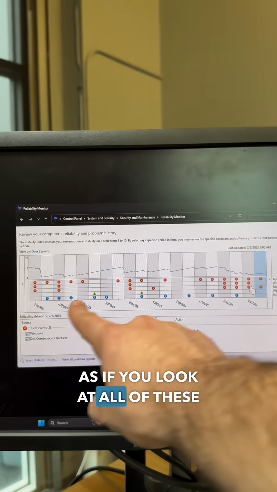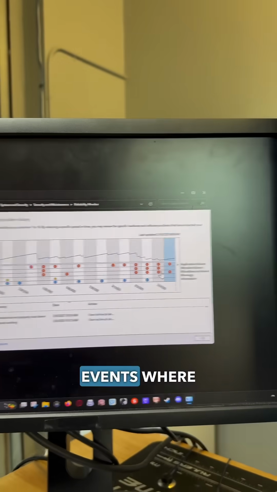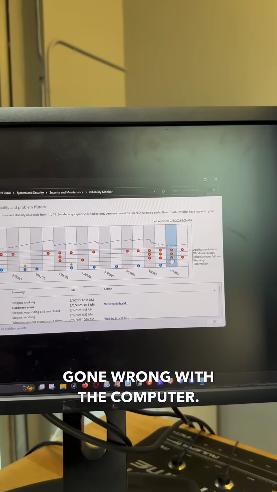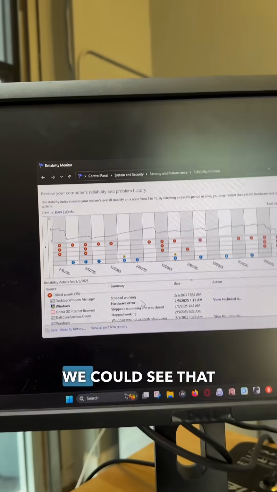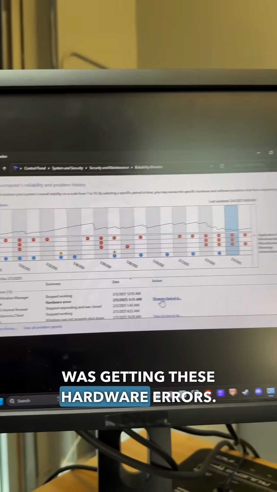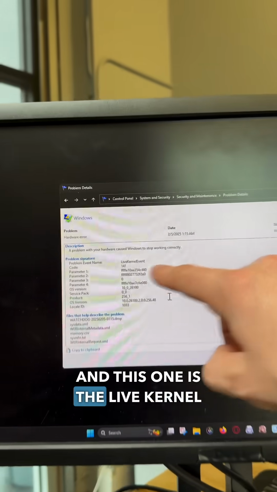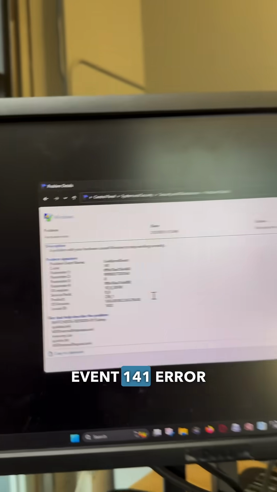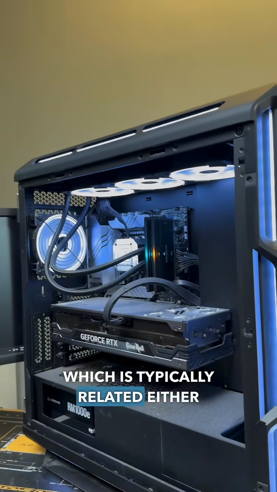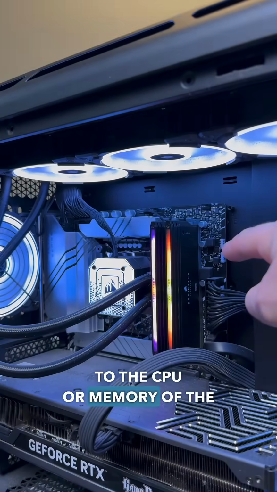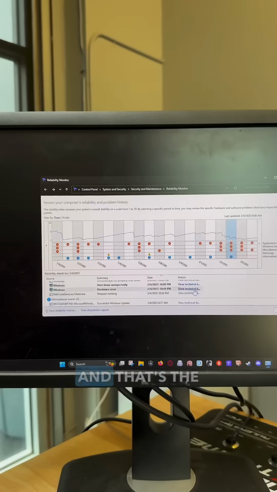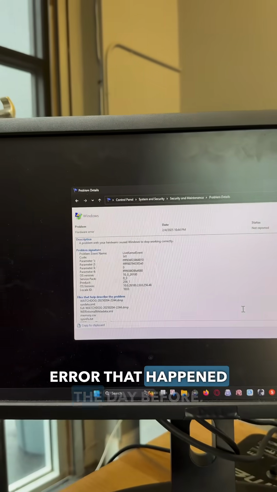If you look at all of these little red X's, those are actually events where something's gone wrong with the computer. And if we look back to yesterday, we can see that our customer was getting these hardware errors. And this one is the Live Kernel Event 141 error code, which is typically related either to the CPU or memory of the system in most cases. And that's the exact same hardware error that happened the day before, the same Live Kernel Event 141.